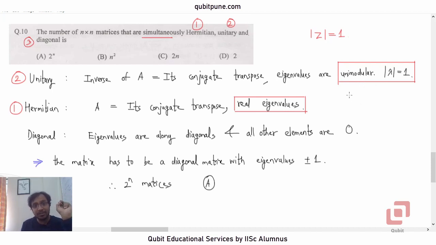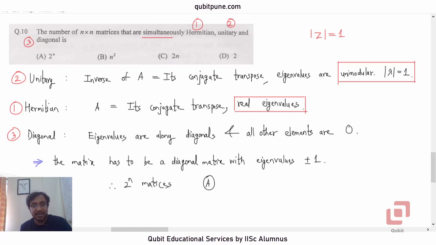Now what is a diagonal matrix? That is going to answer the question now. Diagonal matrices are such that all the non-diagonal entries are 0 and the eigenvalues themselves are along the diagonal. So that confirms that we have two options to fill the entries of the diagonal matrix. Which two options? Negative 1 and positive 1.